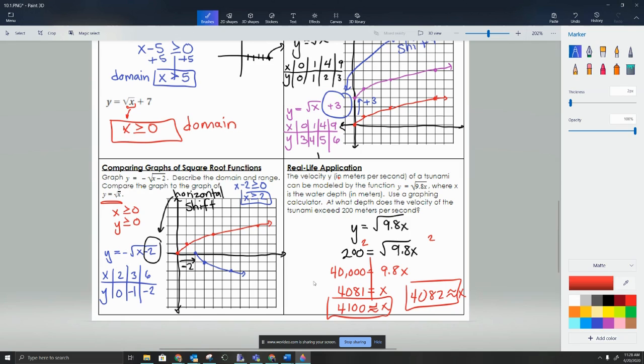Now you could literally trace the entire graph until you got to y was more than 200, but that would take forever. This is an easier way to get a good estimation.